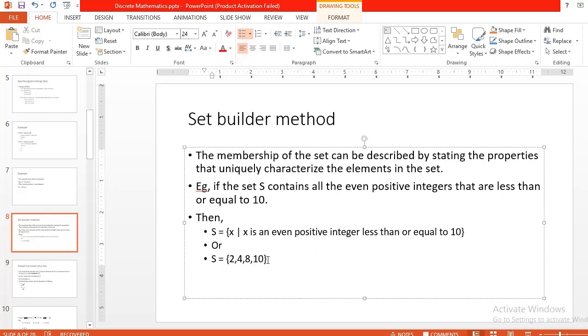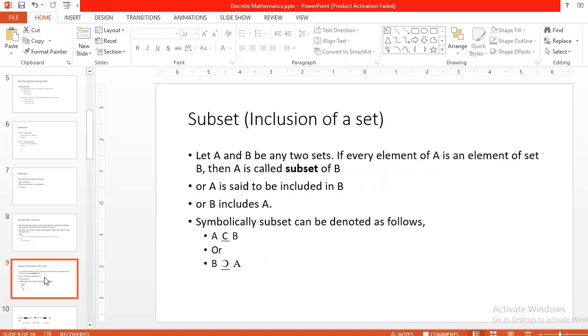There are two ways: the listing method and the set builder method. But in most textbooks, the listing method is widely used and recommended. Okay, next point is the subset. So what is meant by the subset? Subset is nothing but the inclusion of a set.